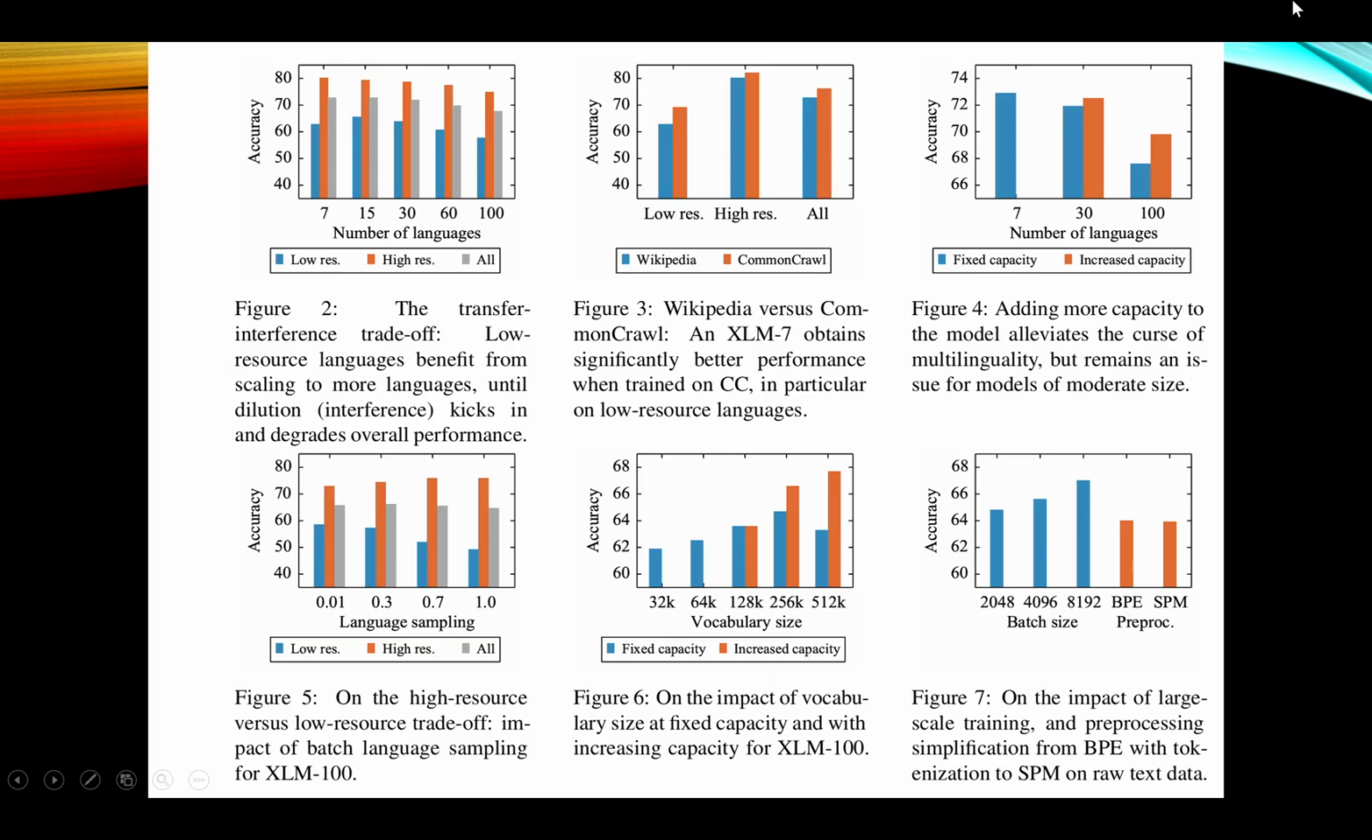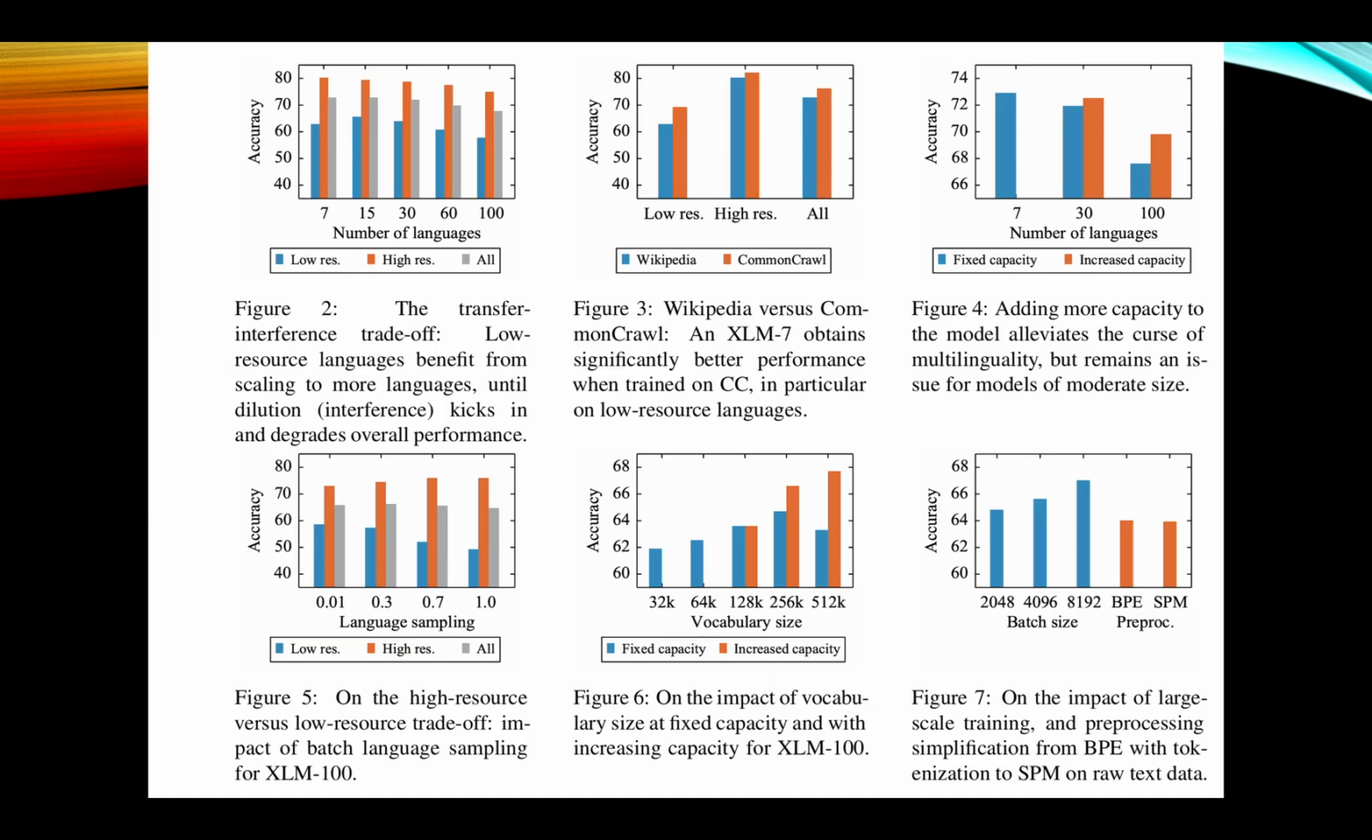And here it's for the number of languages. If we keep fixed capacity and try to increase the number of languages, the accuracy starts to fall. But if we increase the capacity, the accuracy is a bit higher compared to fixed capacity. This is one of the most important results they found, and this is also why they chose the vocab size of the XLM-R model to be 250K, in both XLM-R base and XLM-R normal.